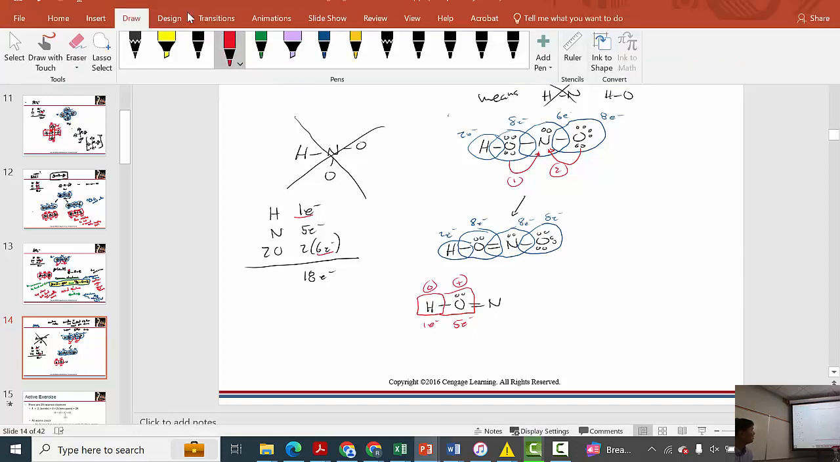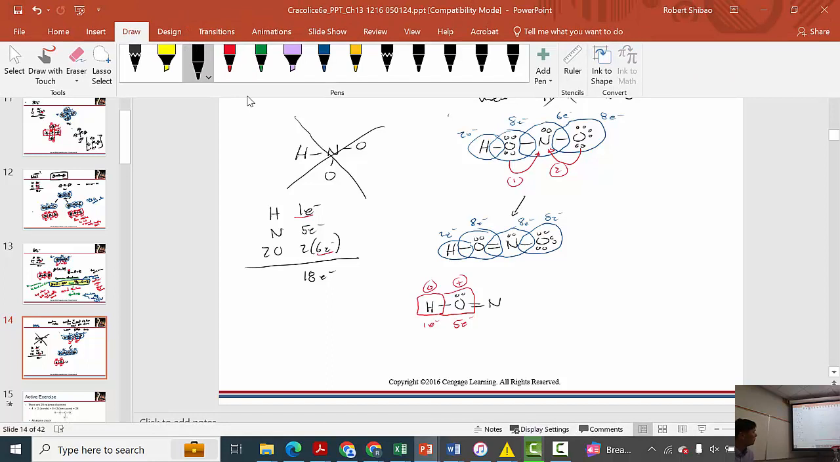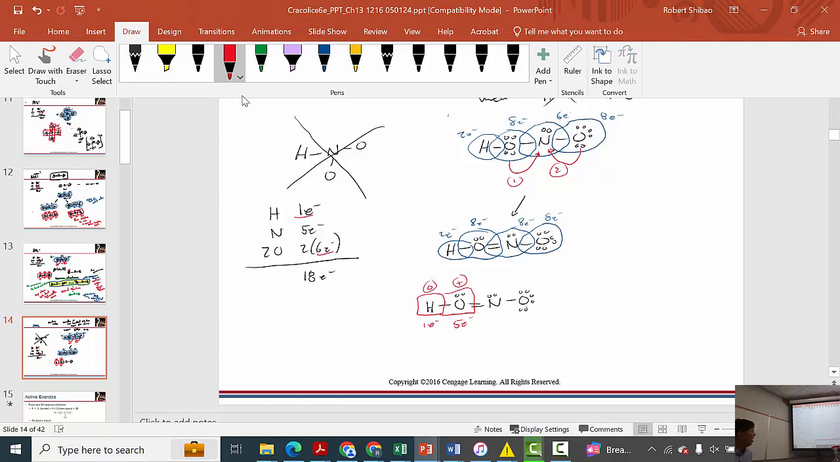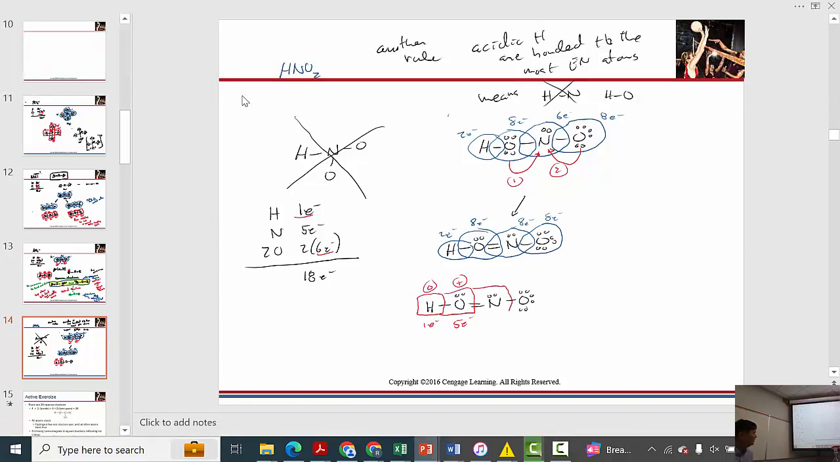And then this nitrogen, I forgot the lone pair, on the nitrogen and oxygen over here. So the nitrogen has how many? 5. And nitrogen donated 5, so it's even. This oxygen? 7 electrons. It donated 6. It comes out with an extra electron.